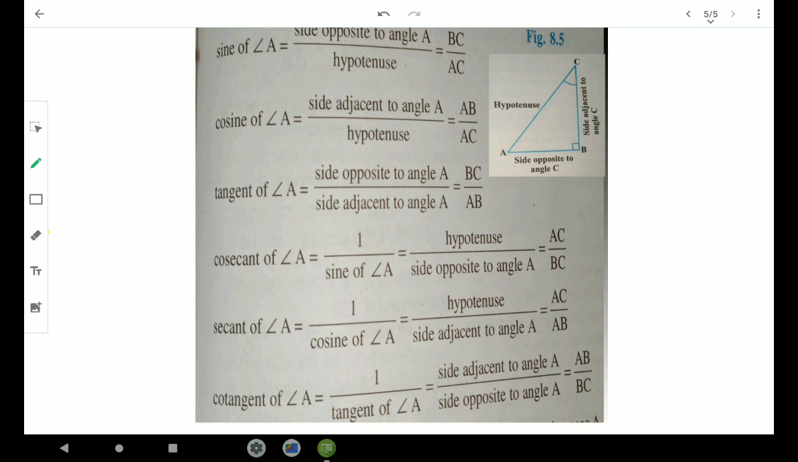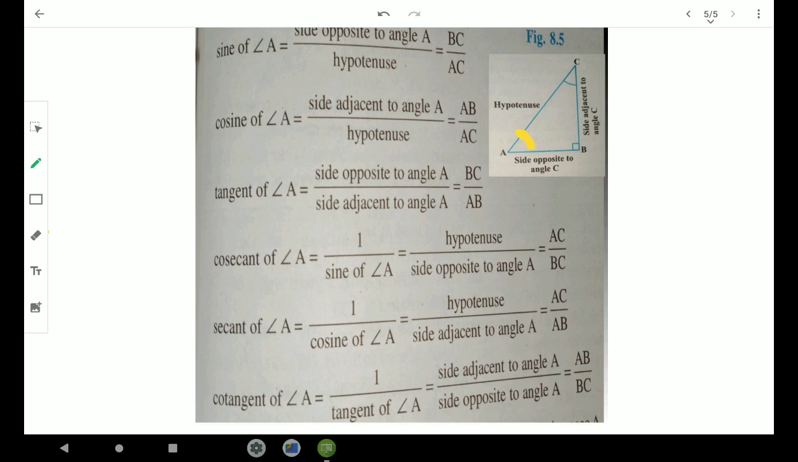Now cos: the side adjacent to this angle is AB, so AB upon hypotenuse AC, AB upon AC. Tangent: in the next video I have also uploaded the relation between tan and cot to sin and cos, you can see that also. Now tan of angle A is the side opposite to angle A upon the side adjacent to angle A. The side opposite to angle A is BC, and the side adjacent to angle A is AB, so BC upon AB.